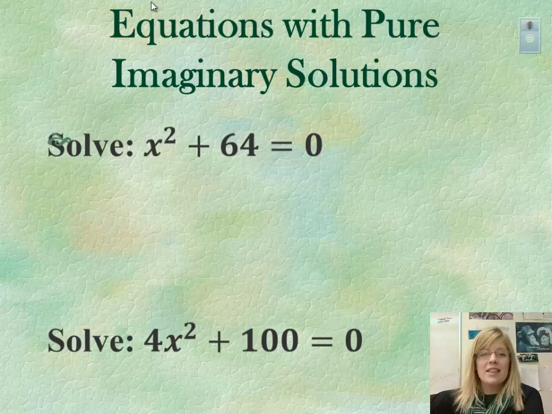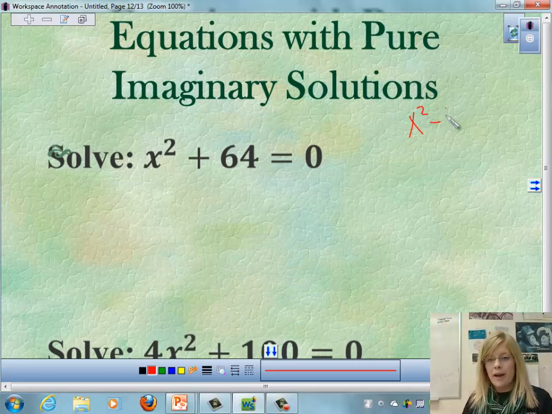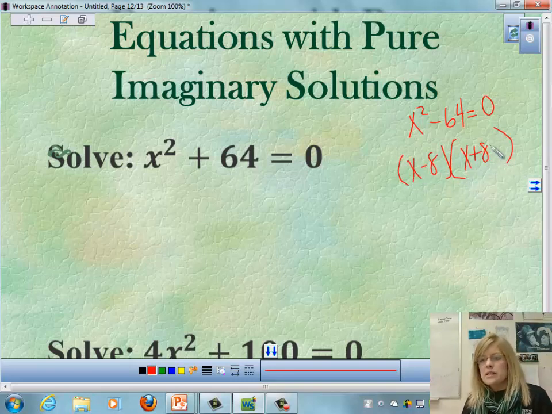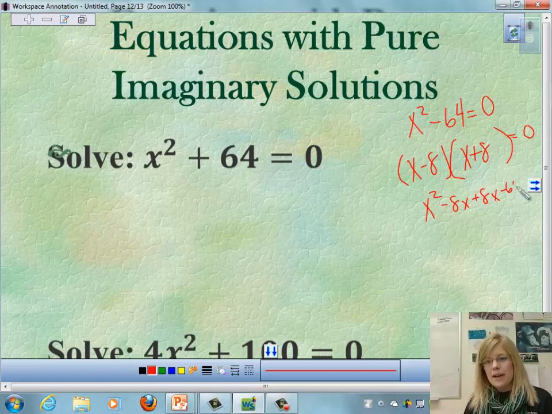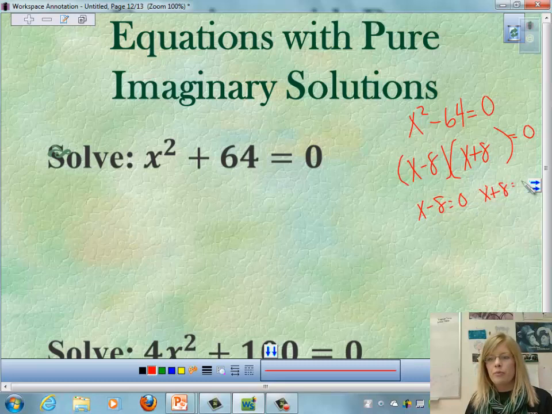Okay, let's say if this problem was x squared minus 64 equals 0, you would have said, Miss Bradford, that's old school. I go (x minus 8)(x plus 8) equals 0. Because if I was to FOIL this out, you would have had x squared minus 8x plus 8x minus 64. Does that match this? Well, yeah, these would have canceled out. And then you would have solved for it by setting both of your factors equal to 0. And you would have had x equals 8, x equals negative 8.